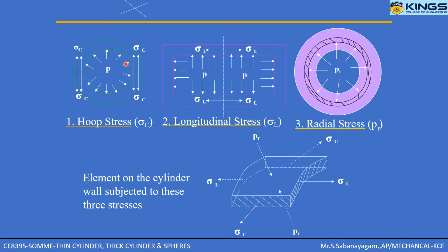From this image you can understand the three stresses that we saw in the previous slide. That is hoop stress. Hoop stress will act on the circumference, right? This will be the internal wall and this will be the outer circle, that is the outer wall of the cylinder. This portion will be hollow. When a fluid is under pressure inside this hollow cylinder, it will give some pressure on the internal walls, that is the radial pressure, right?